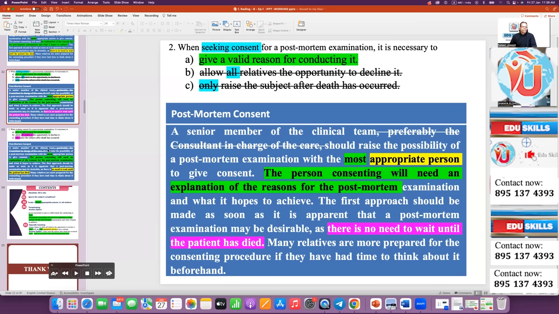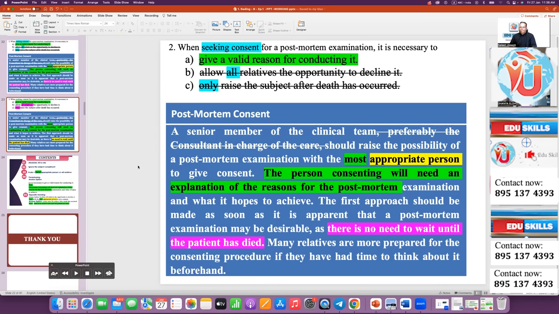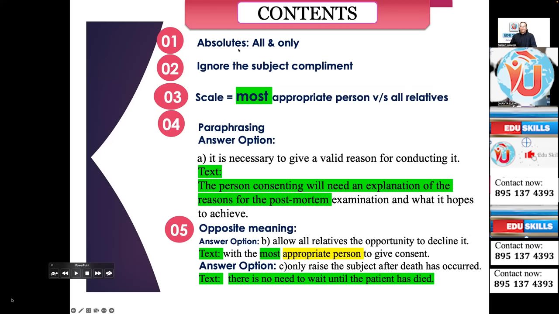Now coming to what are the strategies being used here? Scale being used. Opposite. Absolutes, all and only. Ignore the subject complements. We have seen subject complement. Scale, most appropriate person versus all relatives. Answer option says all relatives. Text says most appropriate person. Paraphrasing, answer option A, it is necessary to give a valid reason for conducting it. Text says the person consenting will need an explanation of the reasons for the postmortem examination and what it hopes to achieve. And the fifth one is opposite meaning.